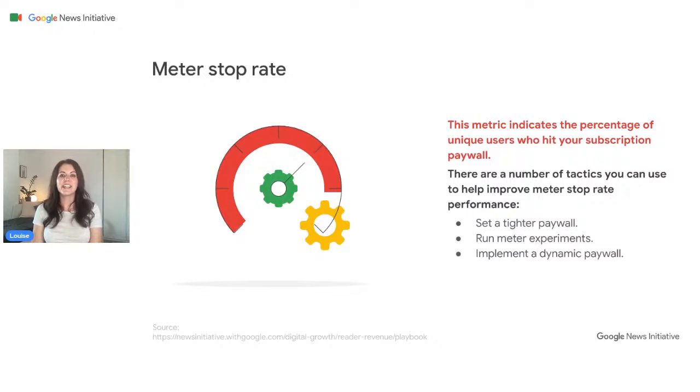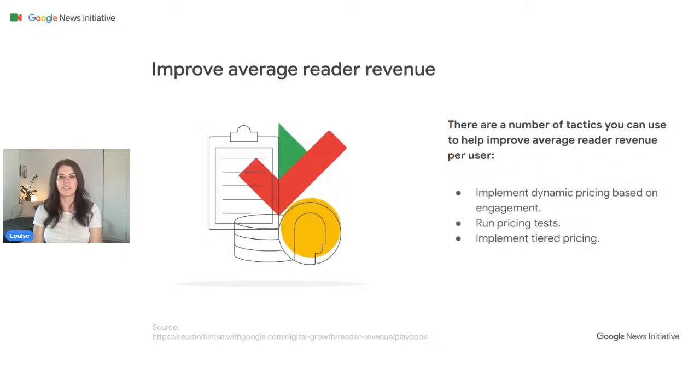Apologies there, I thought I'd skipped through a slide and I hadn't. So moving on then to improving that average reader revenue. There are a number of tactics you can use to help improve average reader revenue. We can implement dynamic pricing based on engagement. Some publishers use dynamic pricing in order to serve subscription offers at higher prices to readers with higher engagement levels. We can run price testing as well.